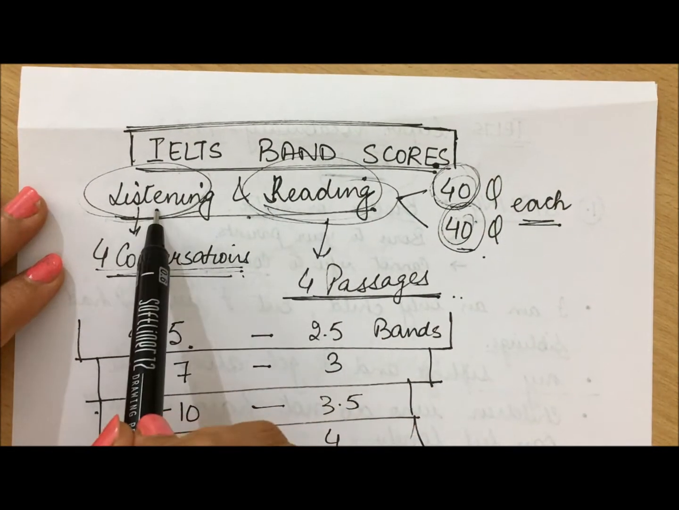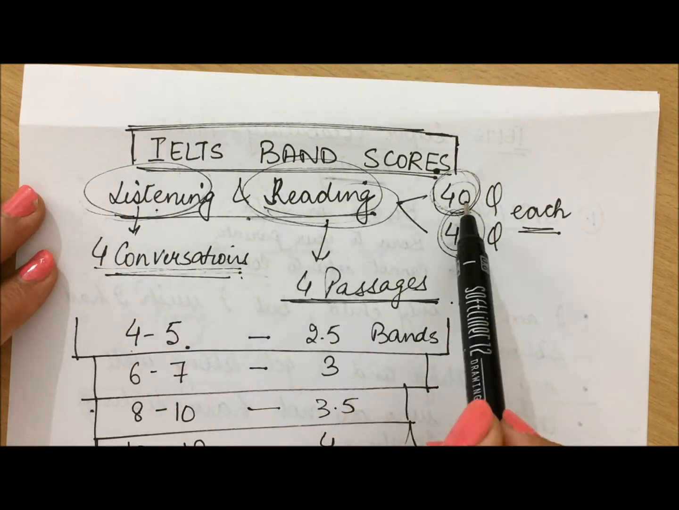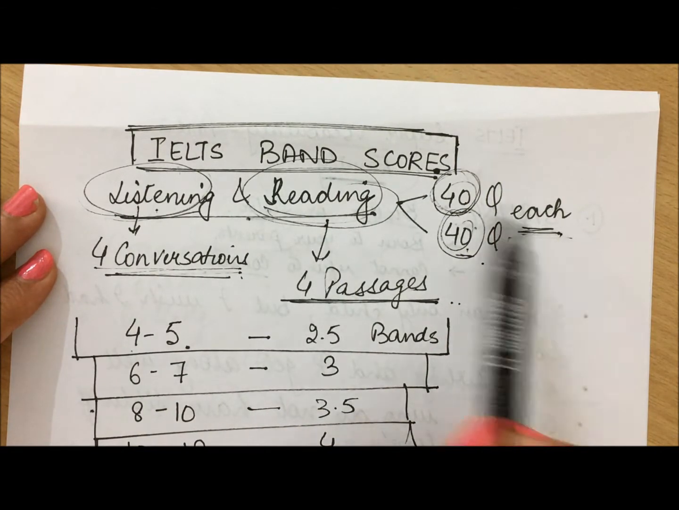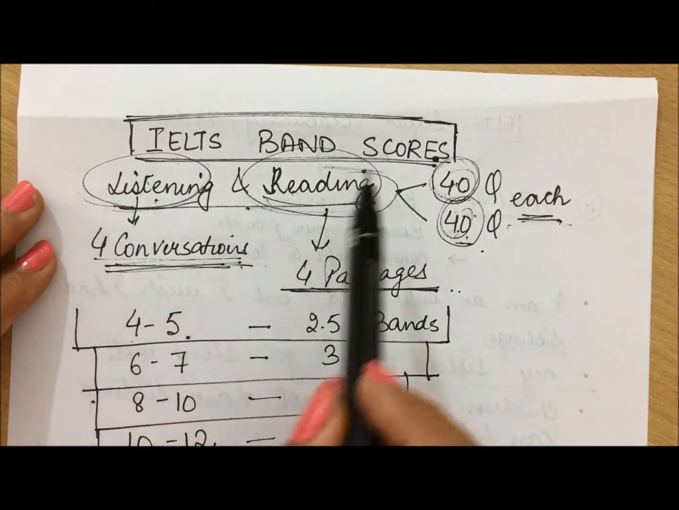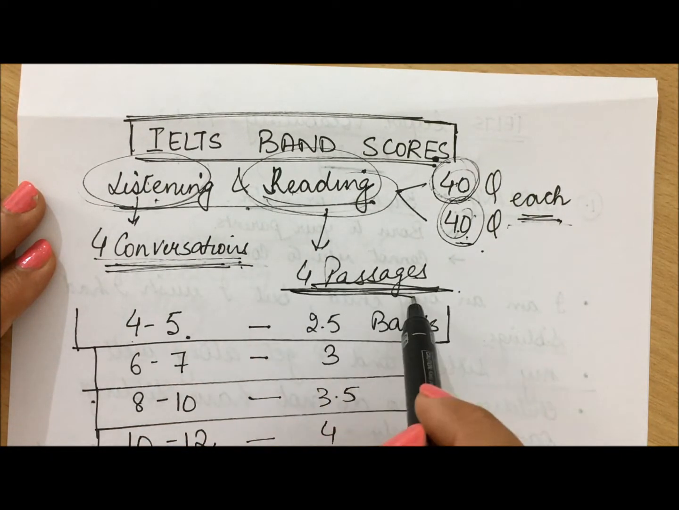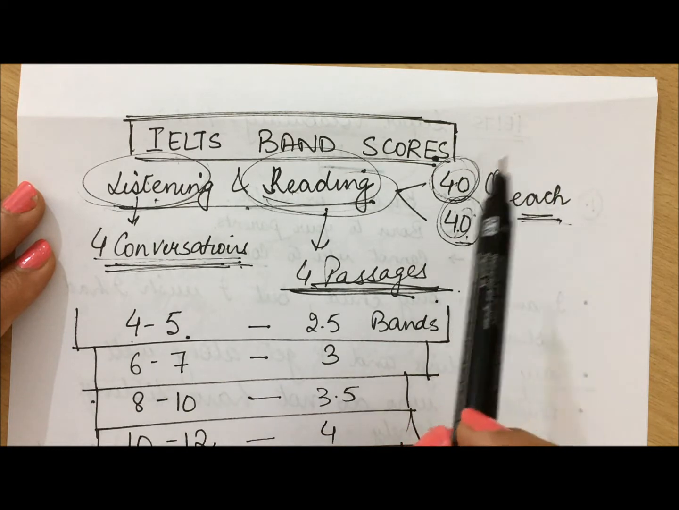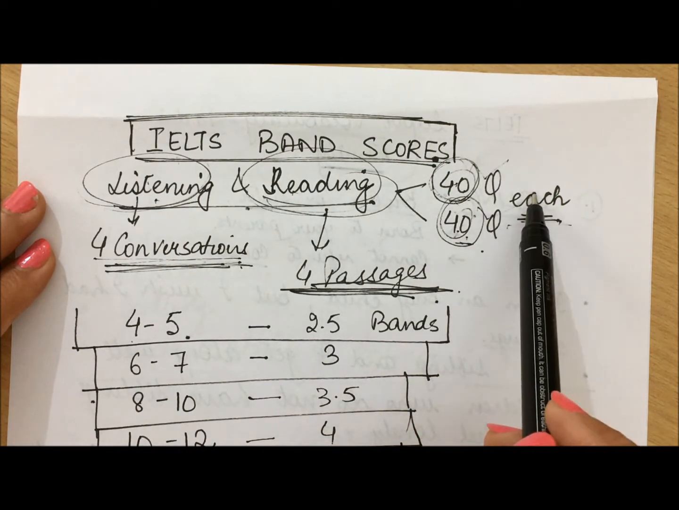Okay, so in both the listening and the reading test, you will get 40 questions each. 40 for listening, 40 for reading. In listening, there will be 4 conversations. In reading, there will be 4 passages. So you are expected to get a score out of 40 for each of them.